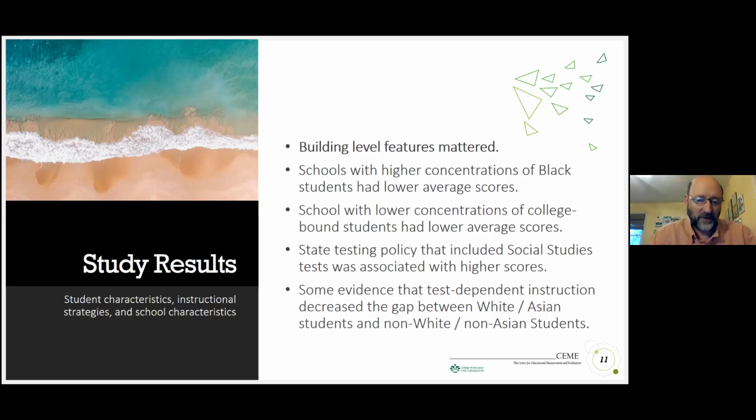These are a little bit complex, but there was some evidence that text-dependent instruction did decrease the gap between white and Asian students. There were some non-white, non-Asian students who reported a lot of text-based instruction who had higher scores and a smaller gap than non-white, non-Asian students who were not reporting being exposed to a lot of text-based instruction. So it's kind of an interesting finding addressing potentially the achievement gap issue.